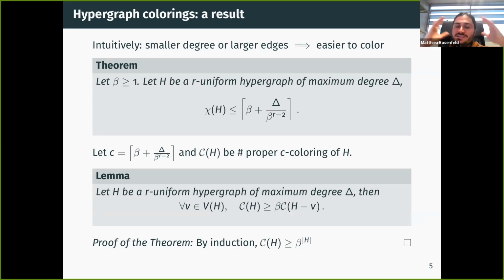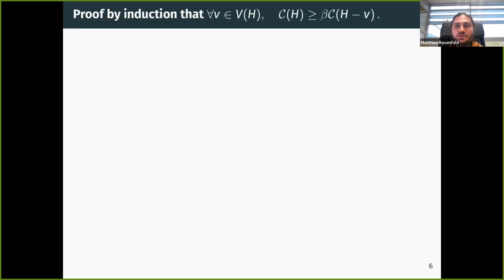So the slide is going to be a bit busy. I want to go slowly, and I really want to give all the details so that it makes sense what I'm going to do. Okay, so I want to prove inductively that whenever I add a vertex, or maybe whenever I remove a vertex and the related edges, I divide the number of proper colorings by at least beta.